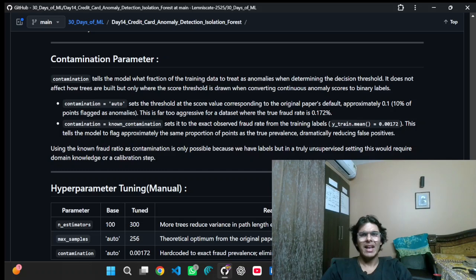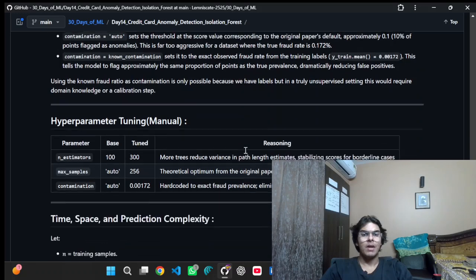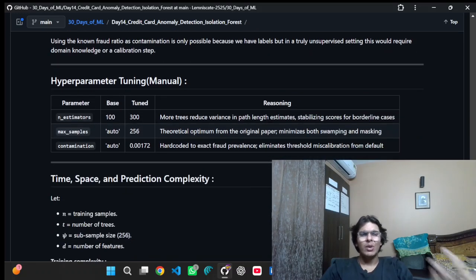So this is a very accurate setting of the value for this contamination parameter. Hyperparameter tuning, we didn't use grid search CV or anything here. It was far too complicated. So we used manually tuned hyperparameters, and we of course compared these values. First of all, for contamination we set the default as auto, and later we set it to our observed values from the training labels itself.